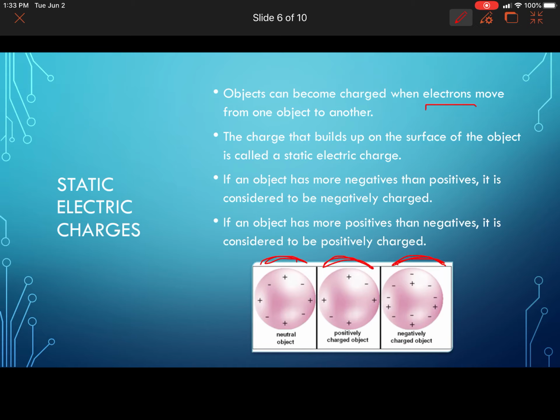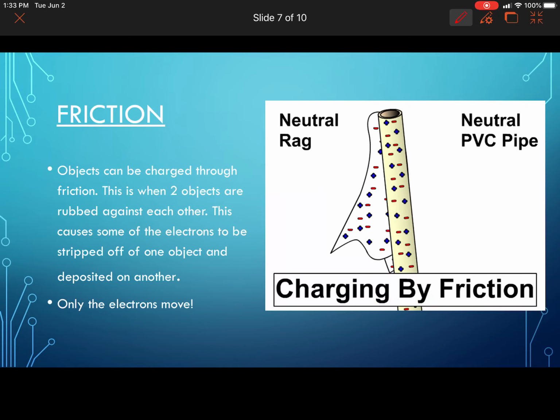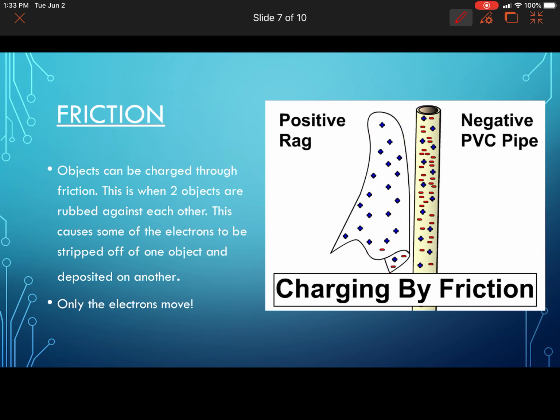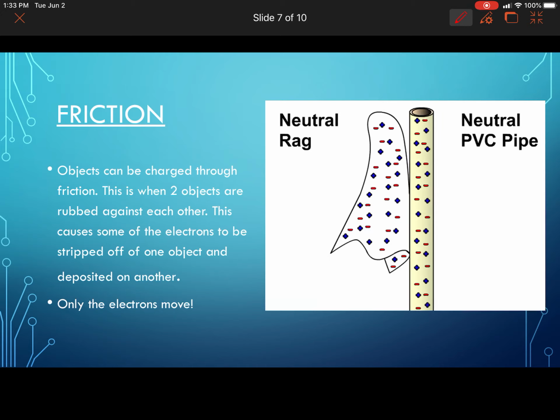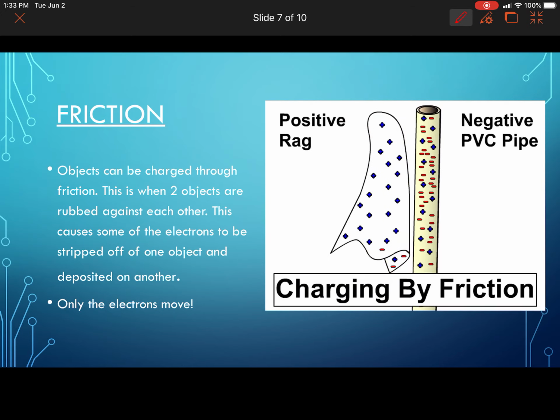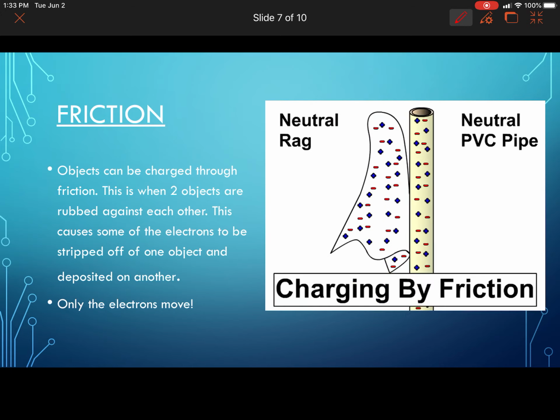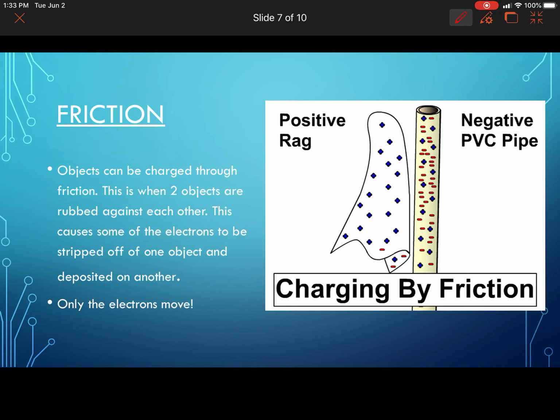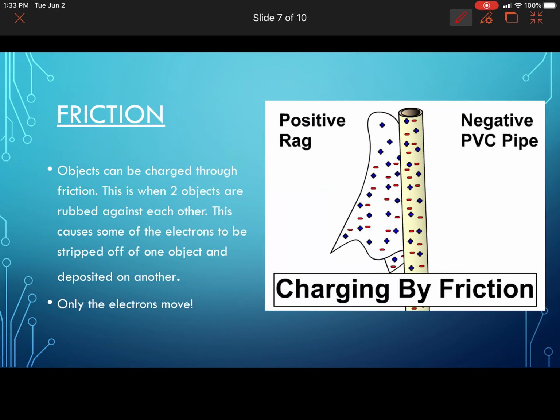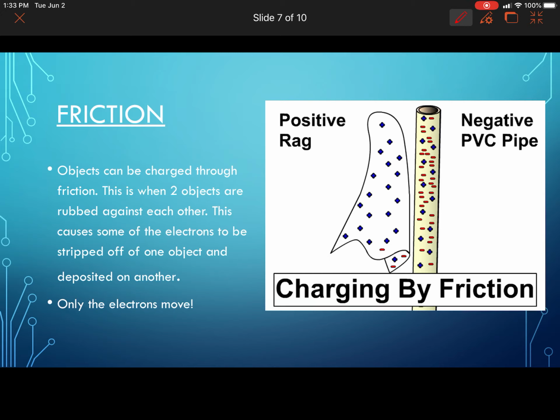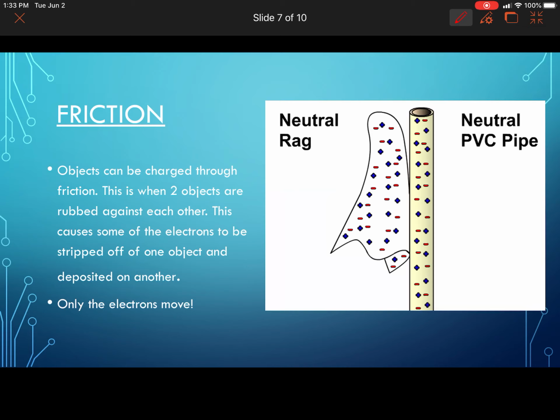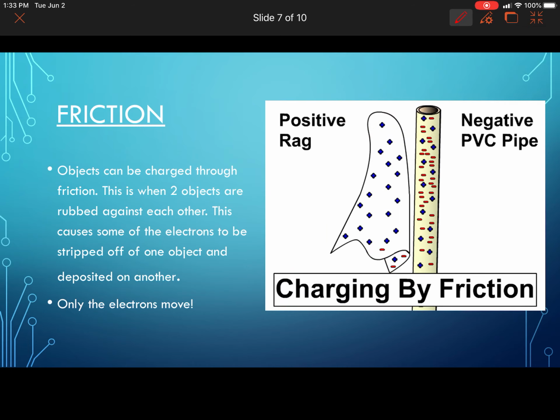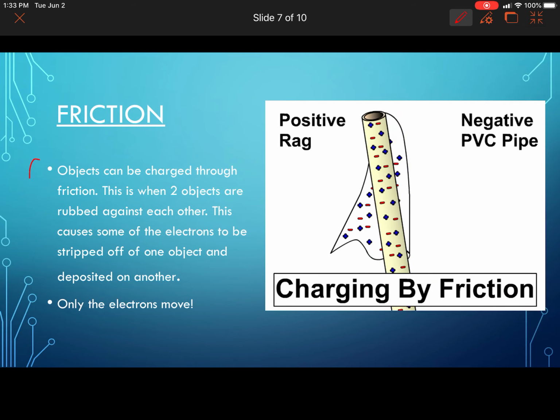All right, next. Okay, so friction. One of the ways that we can charge objects is through friction, and that's what you did when you ran the comb through your hair, if you did that, or when you rubbed the balloon on your hair. Now, objects can be charged through friction. This is when two objects are rubbed against each other. This causes some of the electrons to be stripped off of one object and deposited on another.